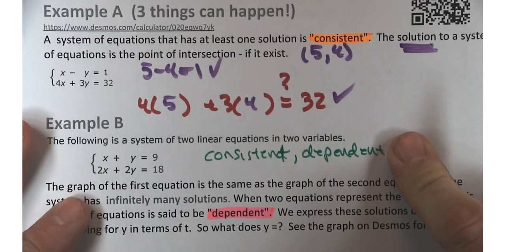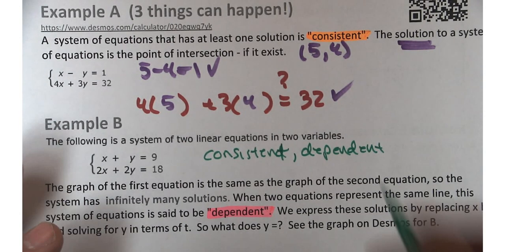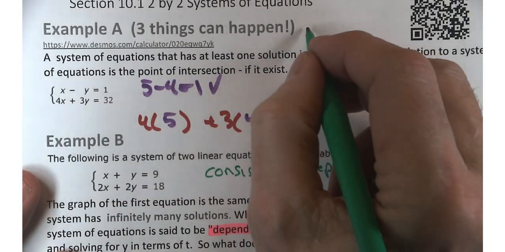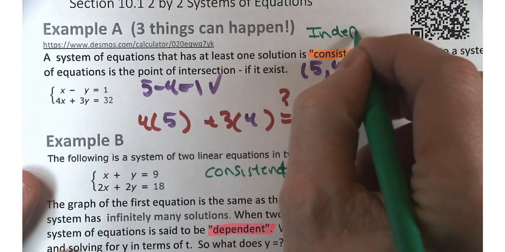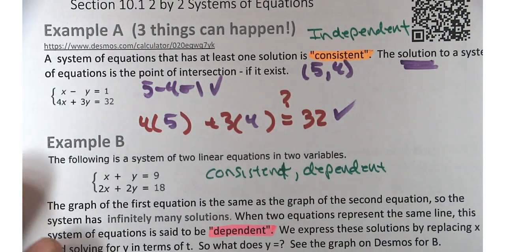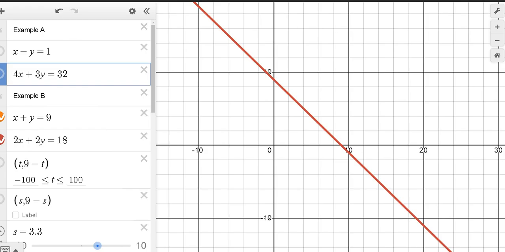Now, if you're not dependent, then what are you? Independent. Independent, yes. So up here, because these two lines are different, I would say that this one is independent and consistent. That's how I would characterize that one. Let's look at one other generic type of thing that can happen, and that's illustrated with this last one.